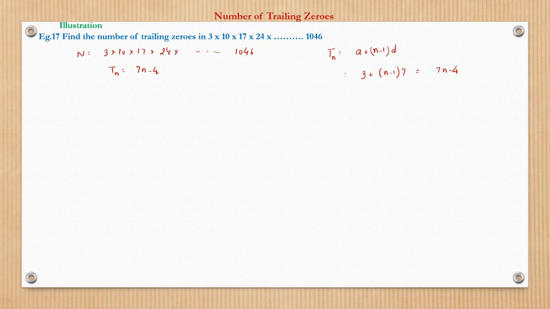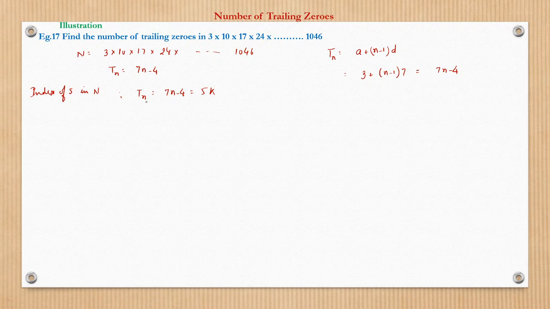Now we have to find the number of trailing zeros. So we know the number of zeros at the end is determined by the number of 2's and the number of 5's. Since this is not a factorial, we cannot say for sure that the number of 5's will be less than the number of 2's. We need to be very meticulous here, and we check for both the number of 5's and the number of 2's. So first the number of 5's. We will check the index of 5 in n. It should be, if Tn equal to 7n minus 4 is of the form 5k, then that will give the number of 5's, right?